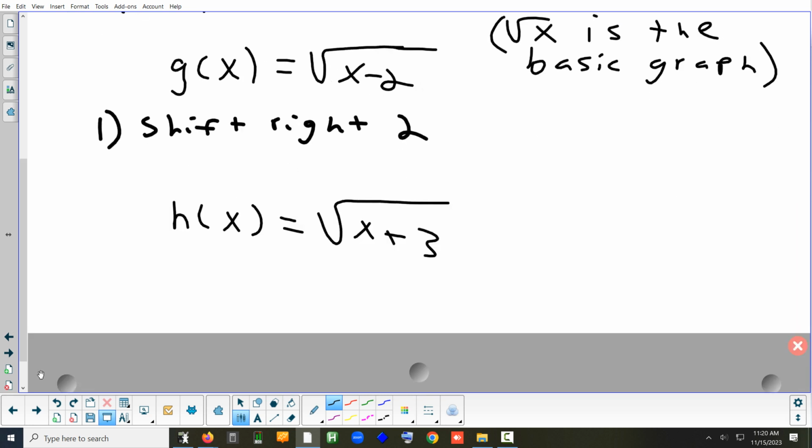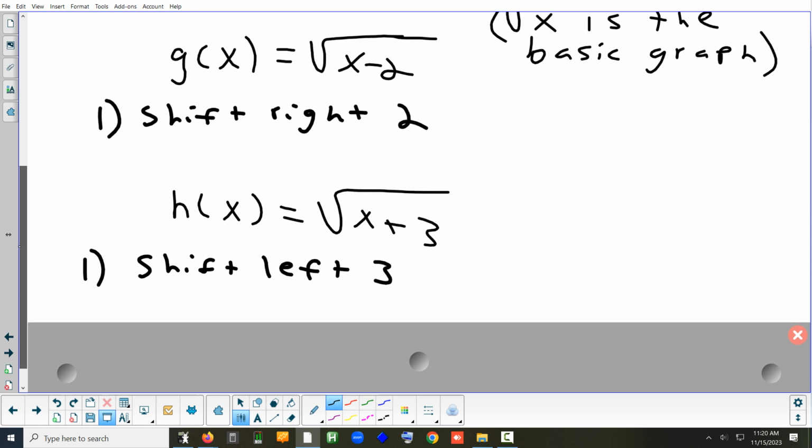Okay. How about h of x? How many transformations there? Yeah, just one again. And that +3, it's in the same position as the last one. So that's like your A, but it's a +3. So that's going to do what? Yep. It's going to shift left 3. Okay, so that's h of x.